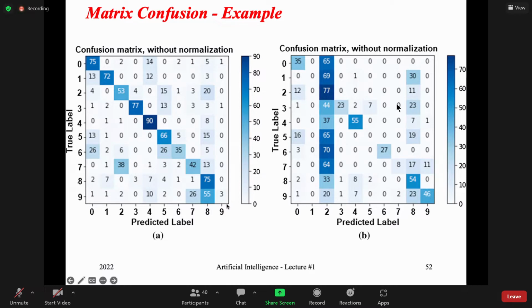This confusion matrix helps the designer, the engineer, to correct the classifier. It means that we have to modify the parameters of the classifier, but maybe we also have to add some other examples in the databases.